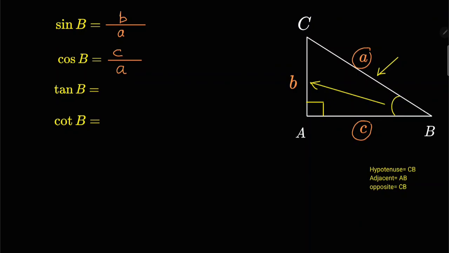And the tangent is the opposite divided by the adjacent. Here we have the opposite, and this is the adjacent. So in this case, tangent is b divided by c. Cotangent B is the adjacent divided by the opposite, so c divided by b.